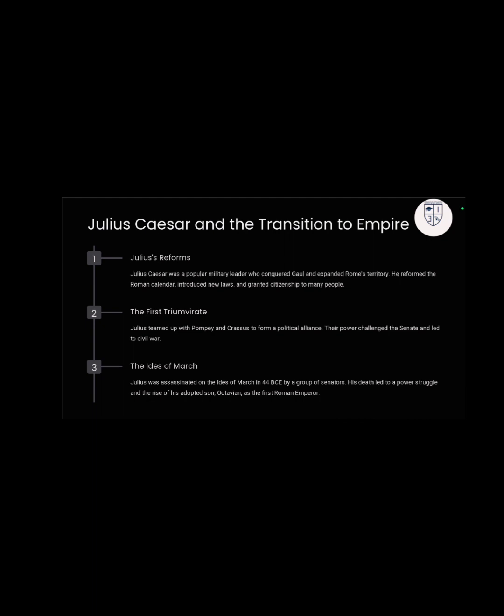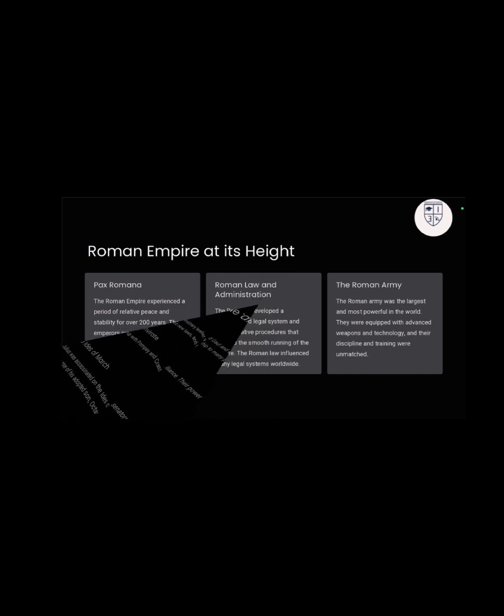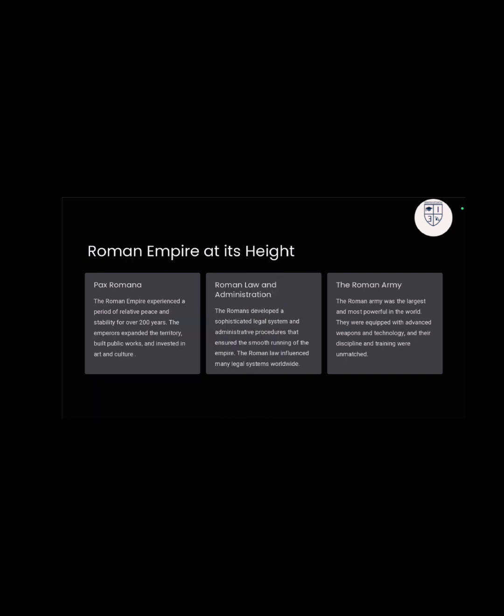Ides of March. Julius was assassinated on the Ides of March in 44 BCE by a group of senators. His death led to a power struggle, and his adopted son Octavian became the first Roman emperor. Rome at its height.